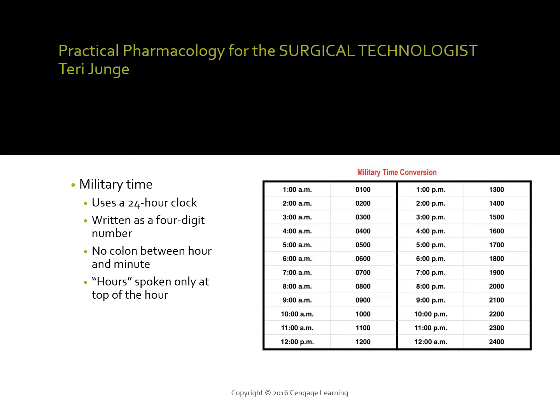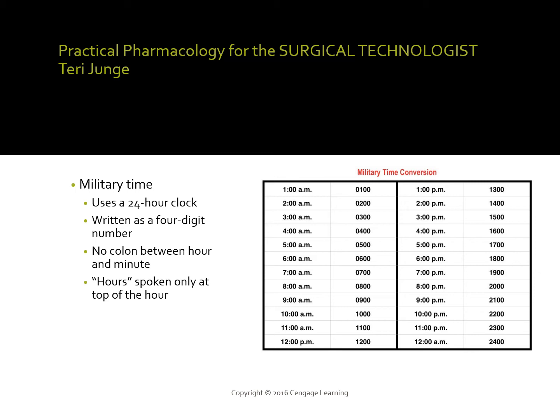Okay, so using military time helps us to mitigate the confusion that could come with a 2 a.m. or a 2 p.m., right? Maybe that A looks like a P, or the P looks like an A, or maybe the AM or PM didn't get added. So this helps us to reduce confusion and documentation errors.